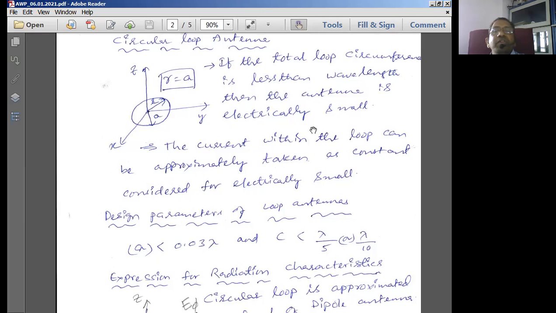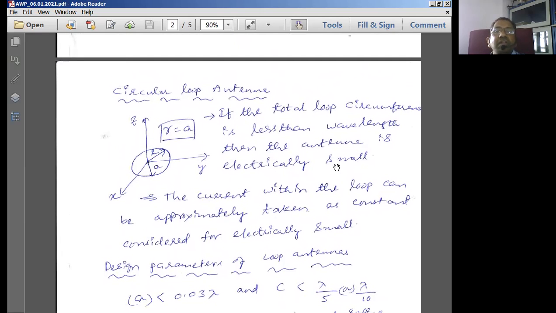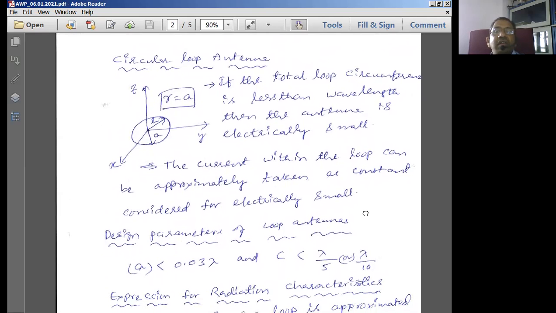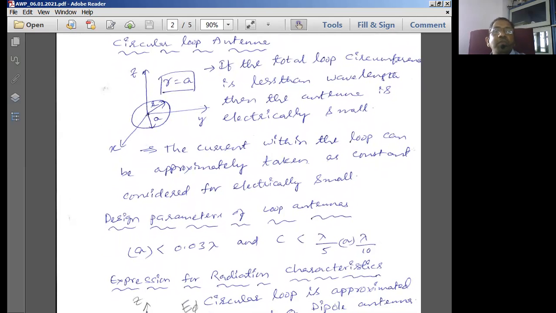So if the total circumference C is less than lambda by 10 or lambda, then the antenna is electrically called electrically small. So the current within the loop can be approximately taken as constant, which is considered for the electrically small. If the current flowing through the loop antenna is constant, then we can say that this antenna comes under small loop antennas.